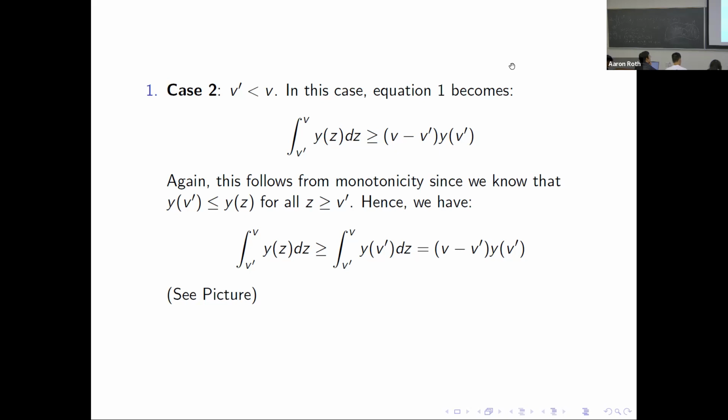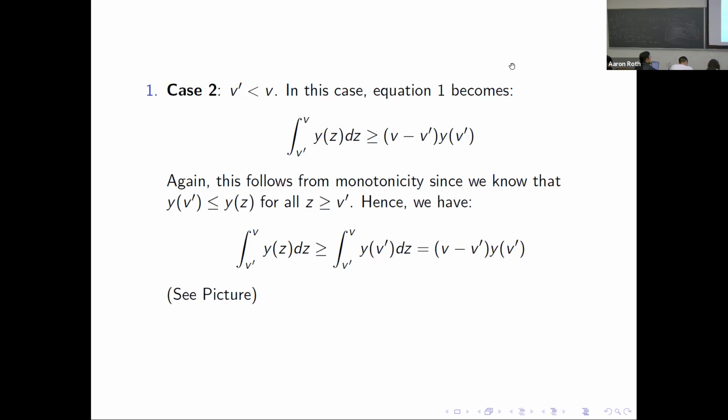Okay, so same axes, but now v prime is the smaller number, and v is the bigger number. And I still don't really know what this curve looks like, but I still know it's monotone increasing. Now the left-hand side, we've arranged things so that we're still integrating from the smaller number to the bigger number. This time v prime is the smaller number. So the integral can still be interpreted as the area under the curve.